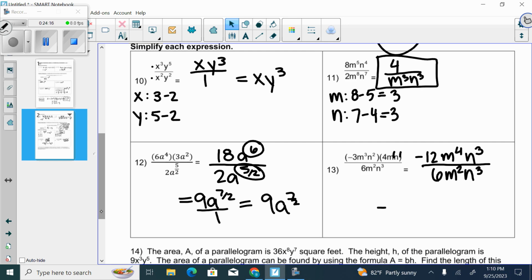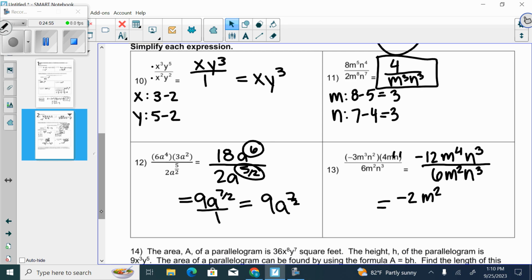-2. Okay, and remember, I'm not concerned about which one's being negative. 12 is bigger than 6, right? I'm not worried about the negative sign, okay? I'm just looking at the number itself, and 12 is bigger than 6, so it's going to go in the top since 12 is bigger. Okay, then for my m, I've got exponents of 4 and 2. What am I going to do with those? Subtract. And what is 4 minus 2? 2. And is the bigger one in the top or the bottom? Top. So I'll have m squared in the top.